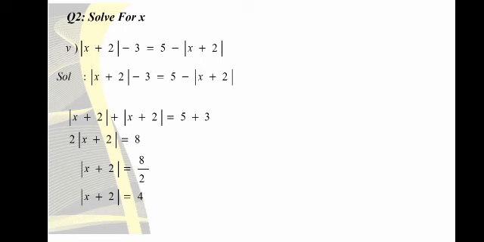The 2 will divide on the other side. Absolute of x plus 2 is equal to 8 by 2. Absolute of x plus 2 is equal to 4. Now when you remove the absolute value, it will give you a positive and a negative statement. x plus 2 equals 4 and minus into x plus 2 equals 4. x plus 2 is equal to 4. x is equal to 4 minus 2. So x is equal to 2.